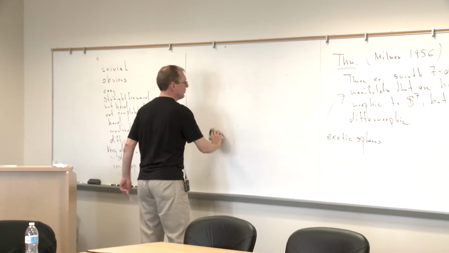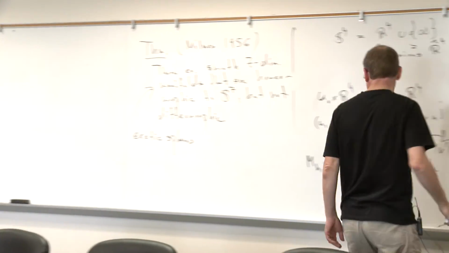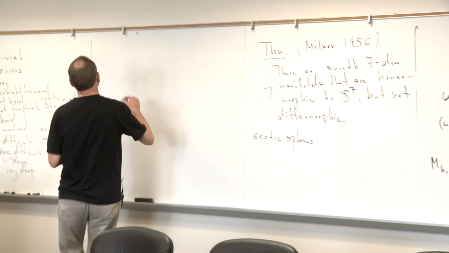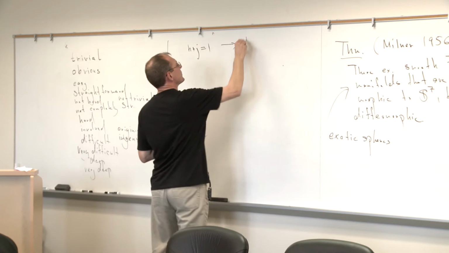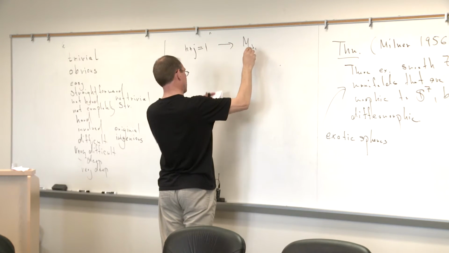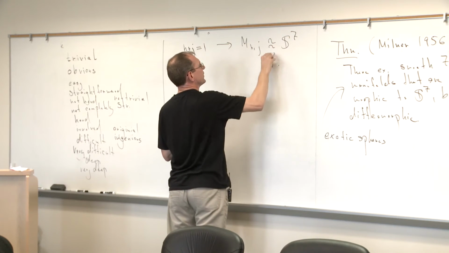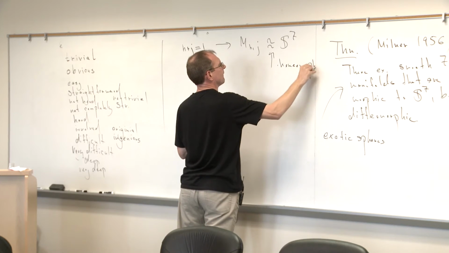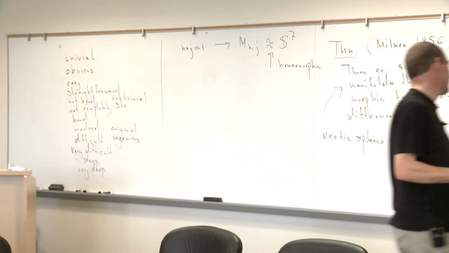So he has to show that some of these manifolds here are homeomorphic to the seventh sphere. And he actually shows that if h plus j is equal to 1, then this manifold is homeomorphic to the seventh sphere. Yeah, this is my notation here, homeomorphic. So the argument is not very hard.